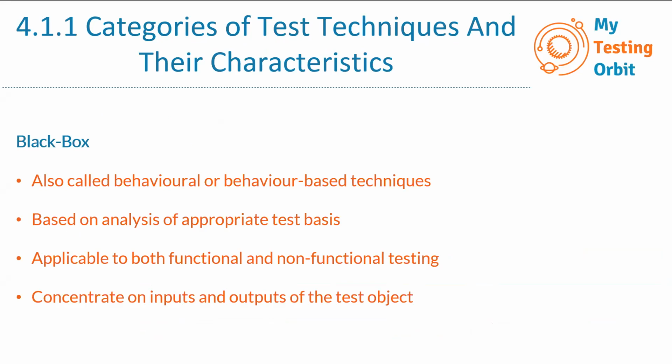So the black box one is also called behavioral or behavior-based techniques. It's based on analysis of appropriate test bases. It's applicable to both functional and non-functional testing, and it concentrates on inputs and outputs of the test object. Okay, so black box, the system is like a black box, meaning we can't see anything of what's going on inside the system. So we have a set of inputs and then we have the outputs. That's all we can see in black box testing.